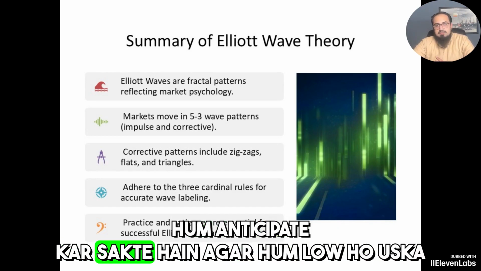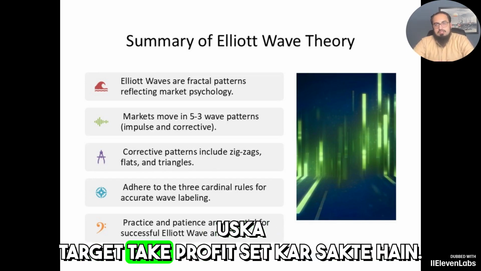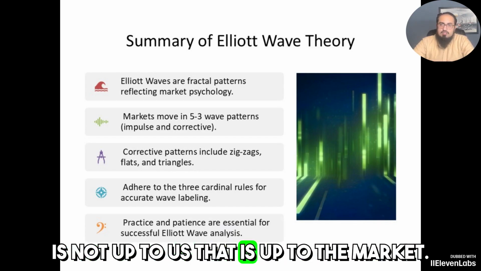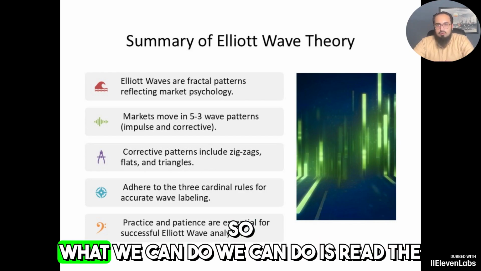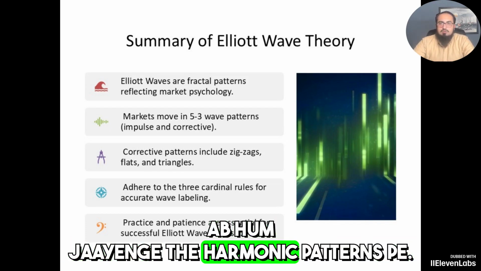We can anticipate, and if we do, we can set a backup plan, set a stop loss, and set a take profit target. But when and how will that target be achieved? That is not up to us. It is up to the market. So what we can do is read the market and anticipate the next move. Now we will go into the harmonic patterns.